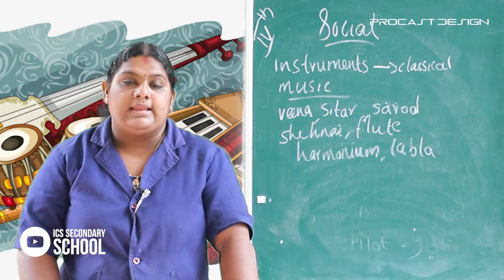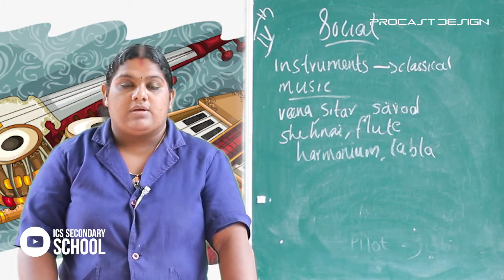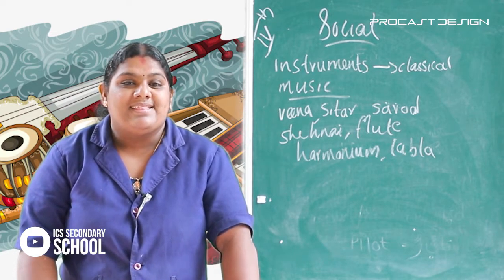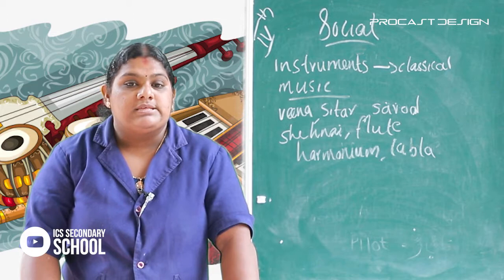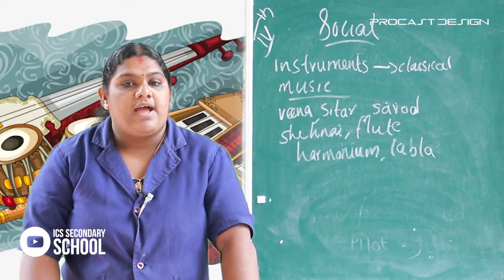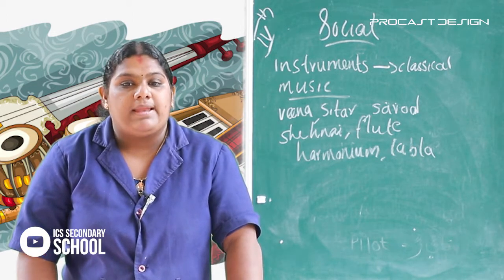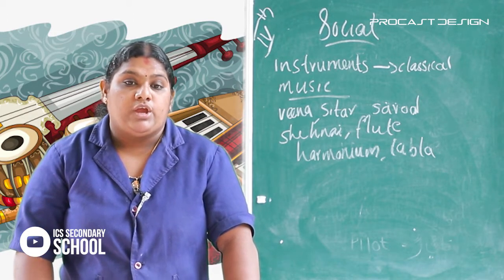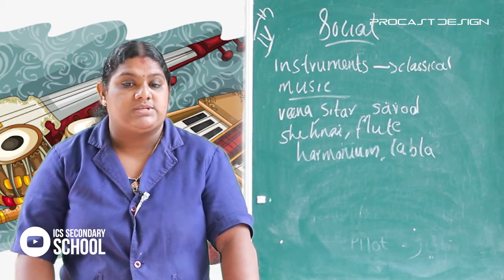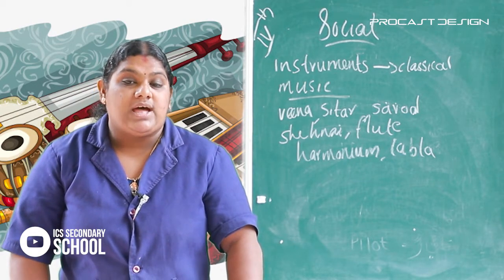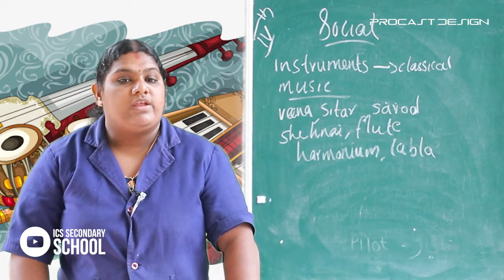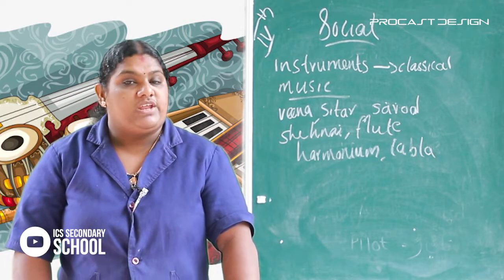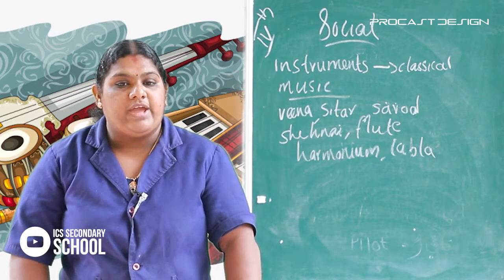They are some famous musicians in Indian society. In classical music, we use some instruments, that is veena, sitar, sarod, shehnai, flute, harmonium, tabla, dholak and mridangam. These are the main popular musical instruments used in classical music. Ustad Zakir Hussain is very famous for tabla, and Hari Prasad Chaurasia is very famous for flute.